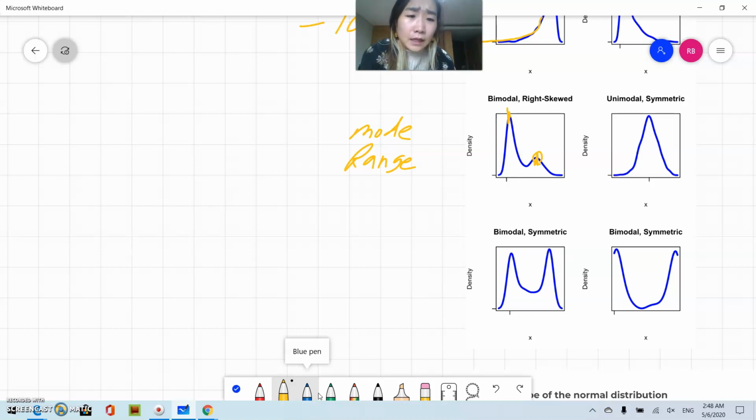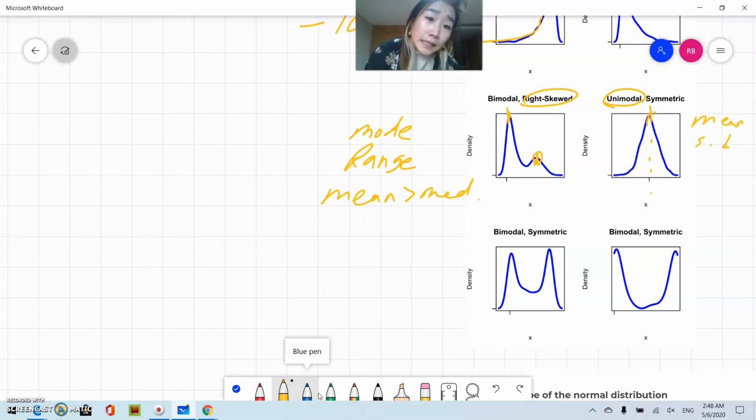This is, I guess, slightly right skewed, and the reason they would say that is when you compare mean and median, when mean is greater than median, then it's skewed to the right. If mean is smaller than median, then it's skewed to the left. This one is unimodal and it's symmetric, right? It doesn't mean that it's exactly the same when you divide it in half, but it's more or less the same. So in this case, we are going to use mean and standard deviation to describe the center and the spread.